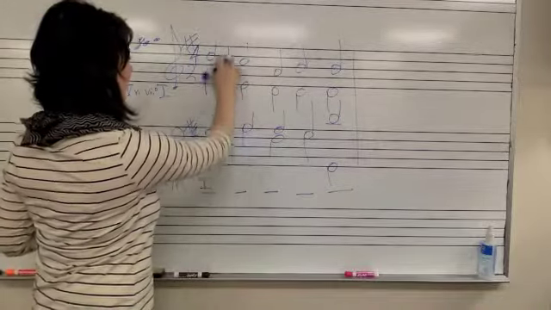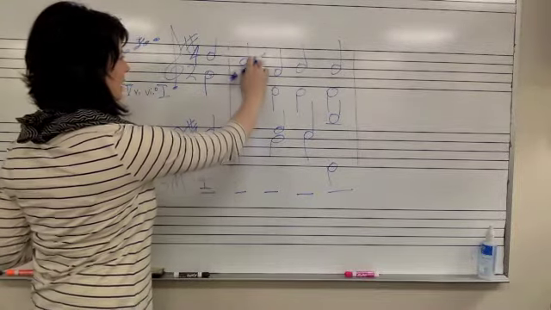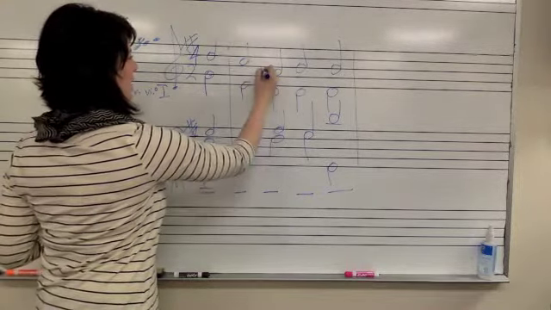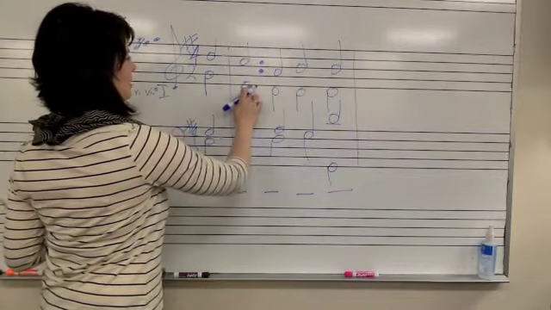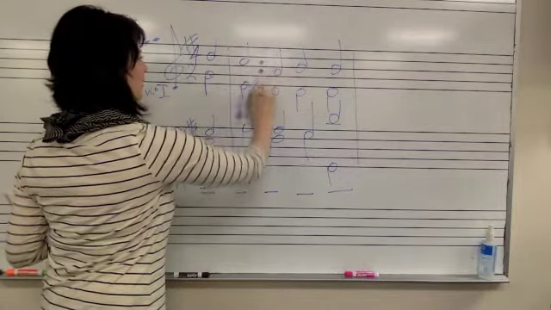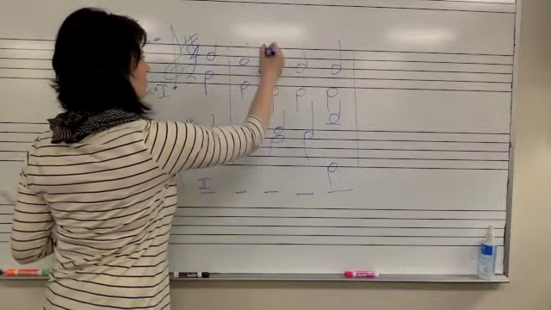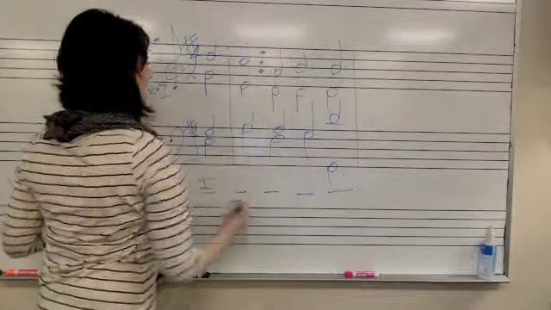We have an A, an E, and a C. So we've got A, C, and then we have to find the space note for E, because it's got to be a space note, not a line note, to be in the snowman. So here's our E. So here's our root position chord. It's an A minor chord.